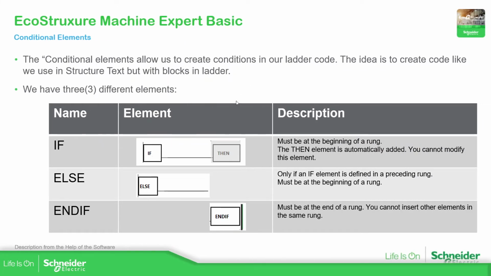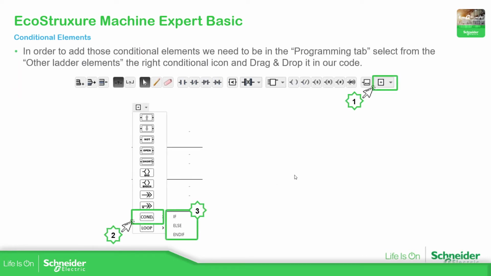We have the block if, which always comes along with a then. We have the element else. Then, in order to finish this, we have the element end if. When you add one of these elements in our code, it belongs to a group, and it cannot be modified online. So let's continue. In order to add these function blocks in our code, we just need to go to other ladder elements, select conditionals, if, else or end if, click on the one that you want and add it in your code.